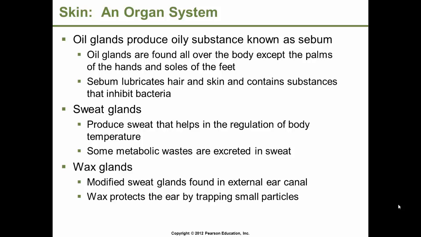Sweat glands produce sweat, helping the regulation of body temperature, and some metabolic wastes are also excreted in sweat. Wax glands are modified sweat glands. They're found in the external ear canal. Again, the wax protects the ear by trapping small particles from going further into the ear canal.